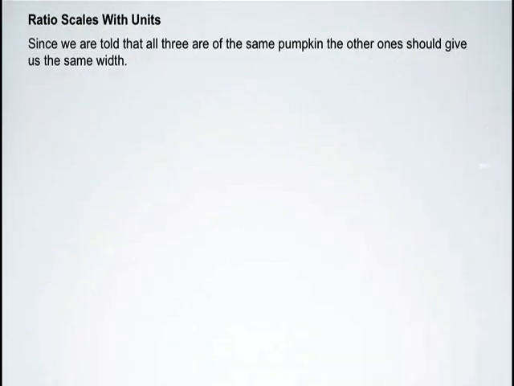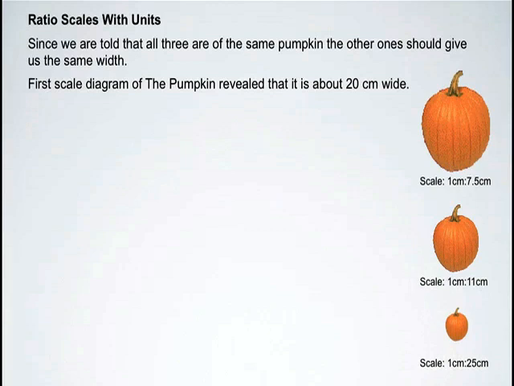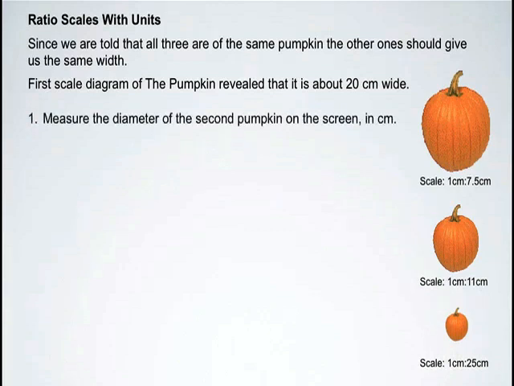Since we are told that all three of the diagrams are of the same pumpkin, the other ones should give us the same width as well. From our first diagram, we found that the pumpkin is actually about 20 centimeters wide. We're going to repeat the process on the second pumpkin to see what we get. So our first thing is to measure, and we get 1.8 centimeters this time.